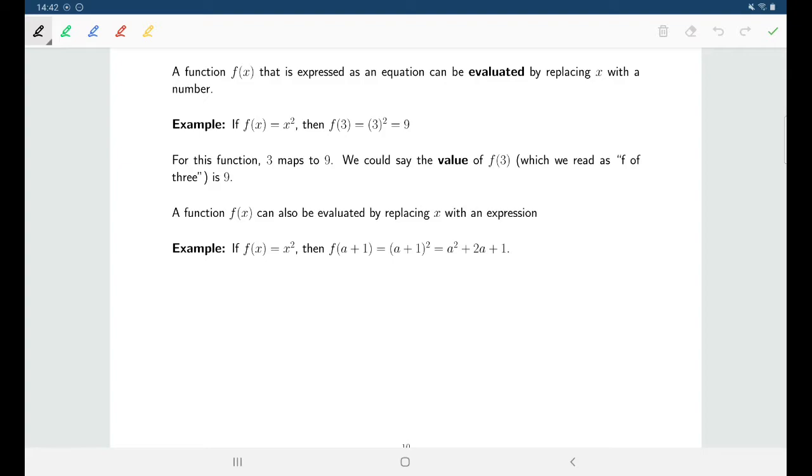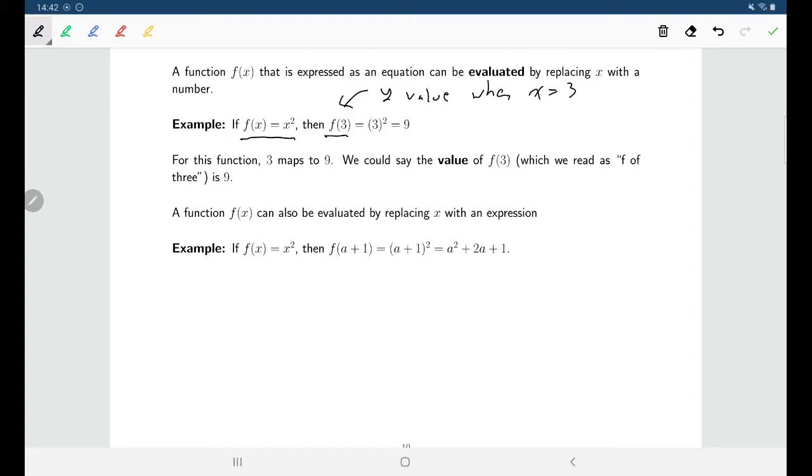And that means that we could, for example, evaluate this function f of x equals x squared and find out what is the value for y when x is 3. And if we're doing that, we're finding out what f of 3 is. That's what f of 3 represents. This represents the y value when x is equal to 3.